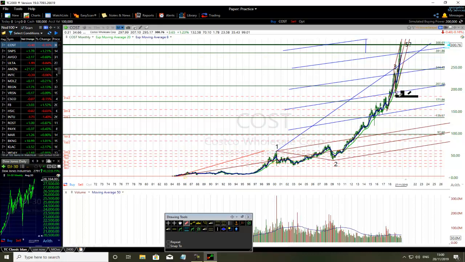This is exactly what has happened here. Bye-bye. Sometimes it doesn't happen like that. Sometimes it does happen because the Elliott wave rules are guiding us. They are not magic. They are not magic formulas.